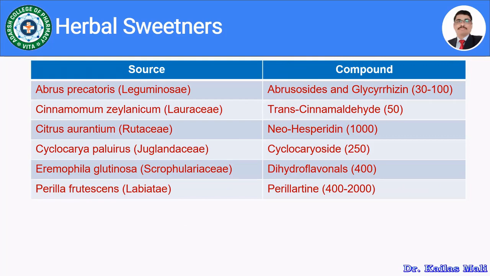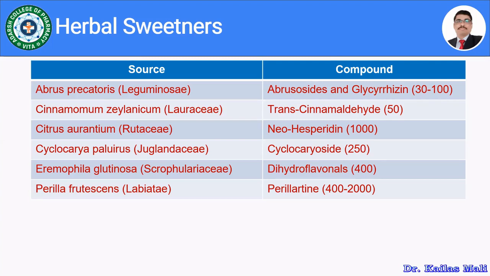Then Abrus precatorius, belonging to family Leguminosae, which comprises abrusosides and glycyrrhizin, almost 30 to 100 times sweeter than sucrose. Then Cinnamomum zeylanicum, belonging to family Lauraceae, which comprises trans-cinnamaldehyde, approximately 50 times sweeter than sucrose. Then Citrus aurantium, belonging to family Rutaceae, which comprises neohesperidine, approximately 1,000 times sweeter than sucrose.